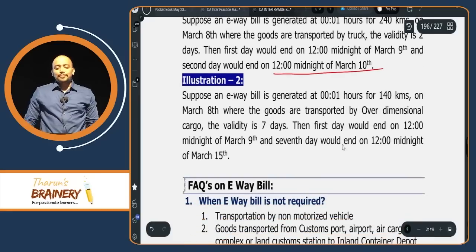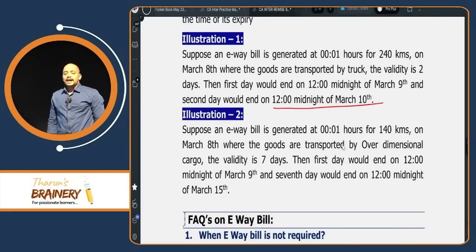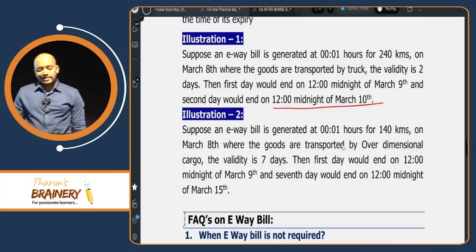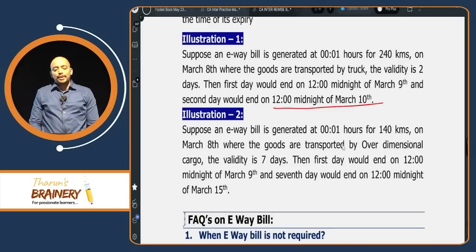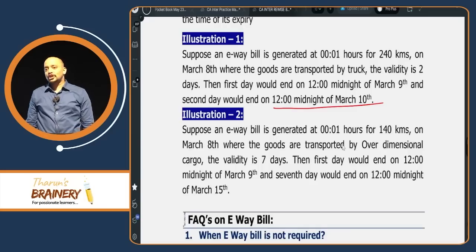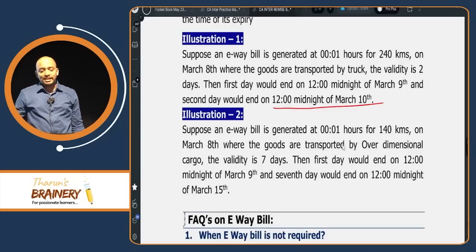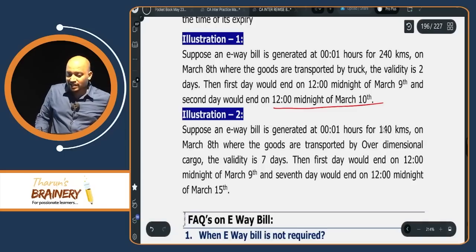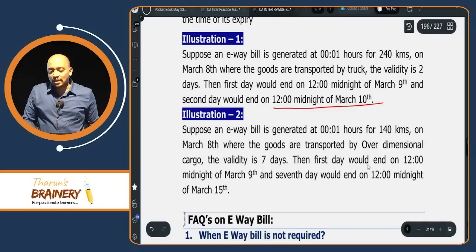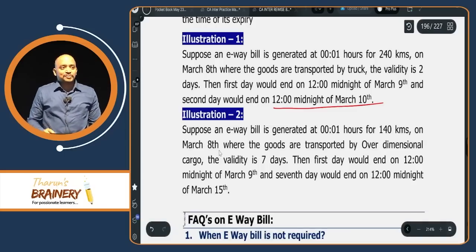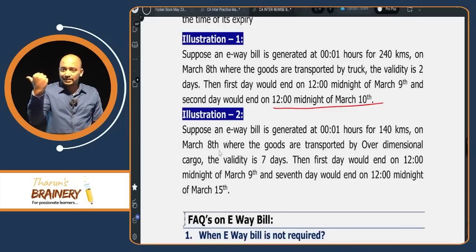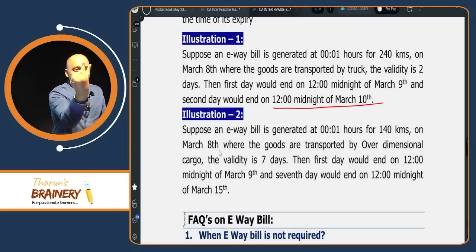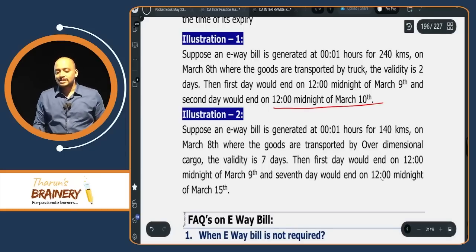Okay. Then suppose e-waybill is generated at 01 hours for 140 kilometers on March 8, where the goods are transported by over-dimensional cargo. How many days validity? 1 day for every 20 kilometers or part thereof. 140 divided by 20, 7 days. So the validity will be counted from 8th March midnight. So 9, 10, 11, 12, 13, 14, 15, 7th day. So therefore 15th midnight it will end.